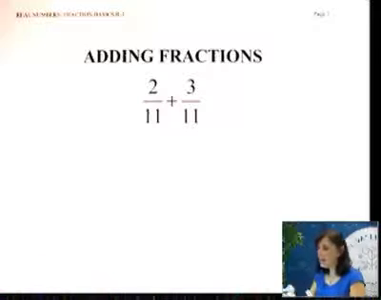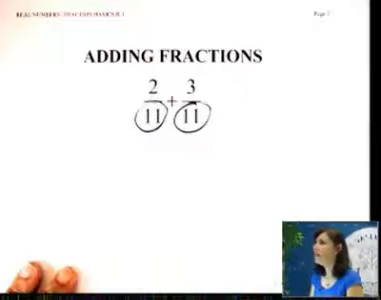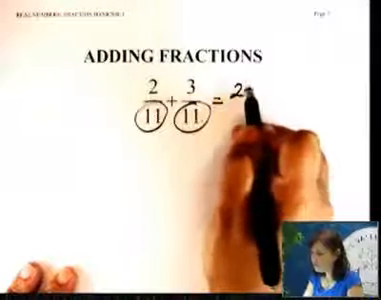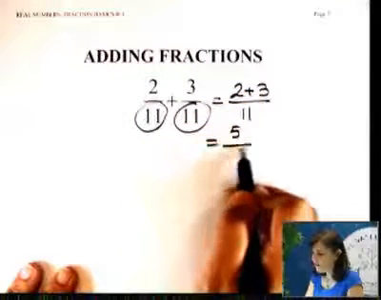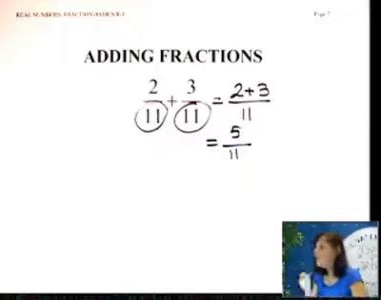Adding fractions. These are like fractions. When the denominators are the same, they are called like fractions. All you have to do is just add the top. 2 plus 3, and that's 5. At this point, you simplify, but there's nothing to simplify, then I'm done.